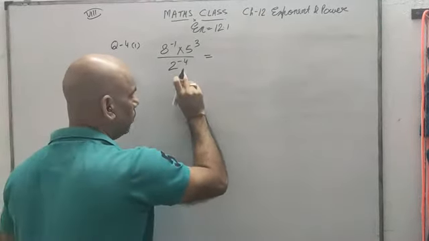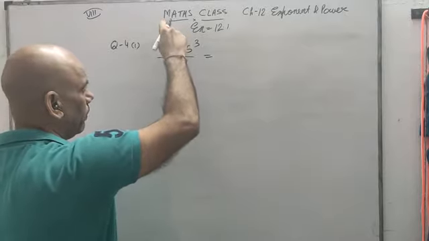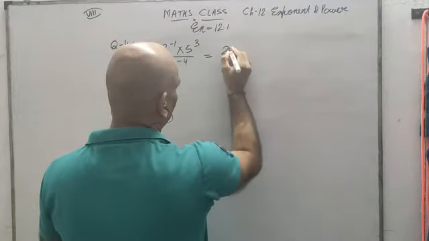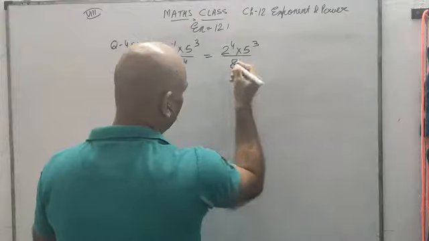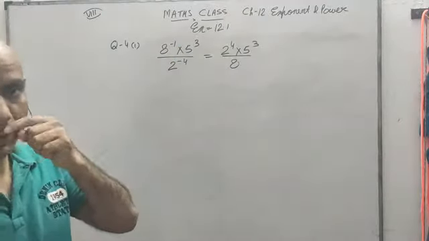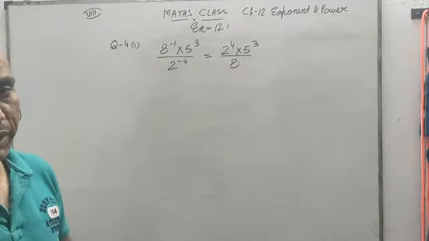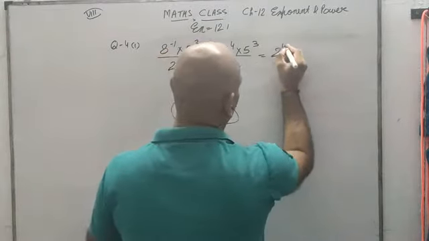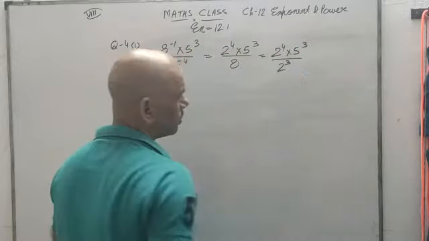2 to the power negative 4 when it goes up will become positive. Similarly 8 to the power minus 1 when it comes down will become positive. So 2 to the power 4 in the numerator into 5 to the power 3, and 8 to the power 1 will be in the denominator. Thereafter, 8 can be written as 2 to the power 3. So 2 to the power 4, 5 to the power 3, 8 will be written as 2 to the power 3.